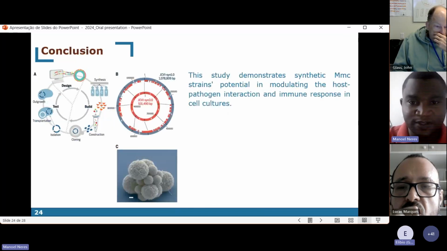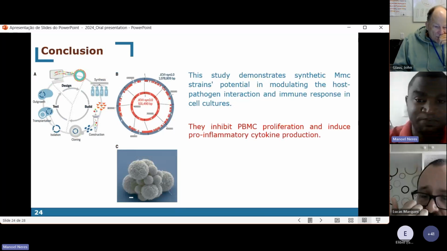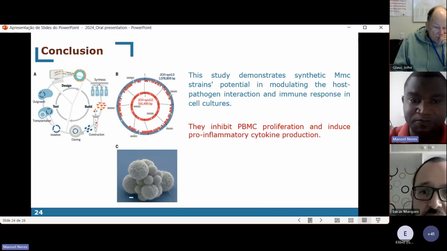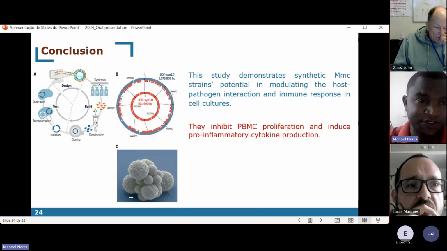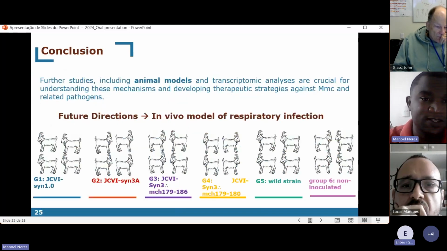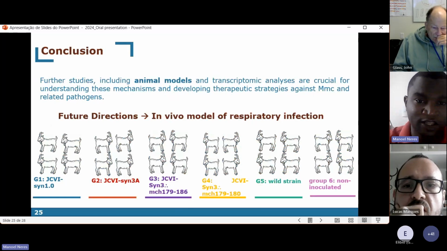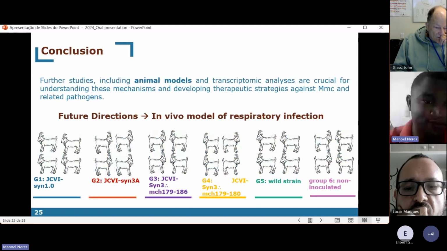This study demonstrated the potential of synthetic Mycoplasma mycoides capri strains in modulating host-pathogen interactions and immune response in cell culture. They inhibit PBMC proliferation and induce pro-inflammatory cytokine production. Further studies including animal models and transcriptome analysis are crucial to understand this mechanism and develop therapeutic strategies against Mycoplasma mycoides capri and related pathogens.